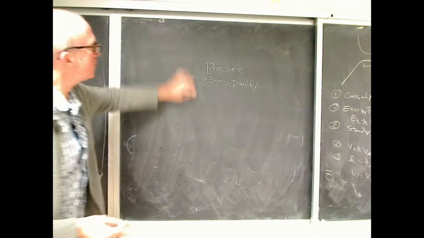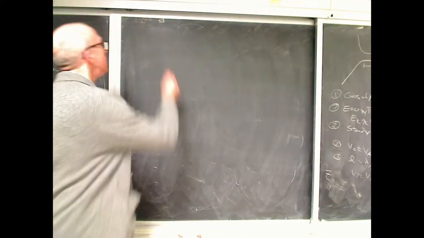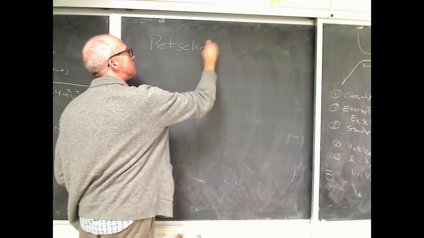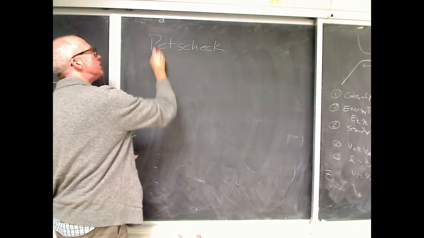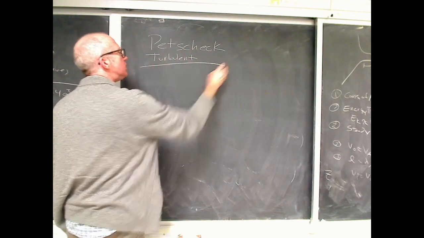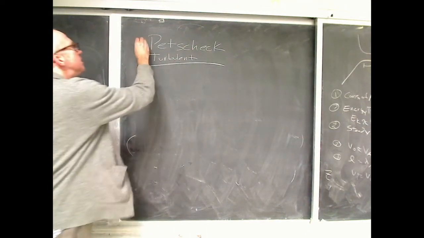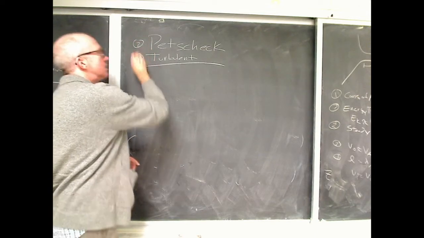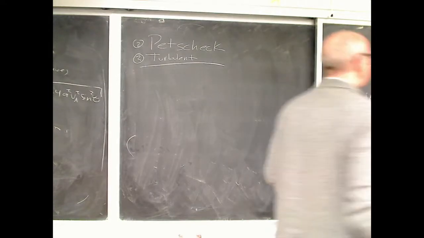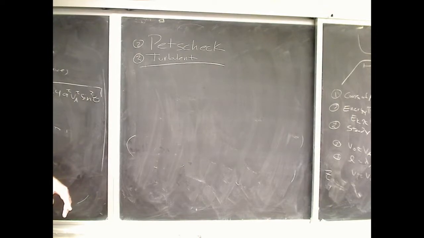That doesn't really work. So you can do some other geometry. So we're going to talk about Petschek and turbulent reconnection. This is the first one we're talking about, Sweet-Parker. So Sweet-Parker is a great model. You can write it down really quick, but it doesn't really work.